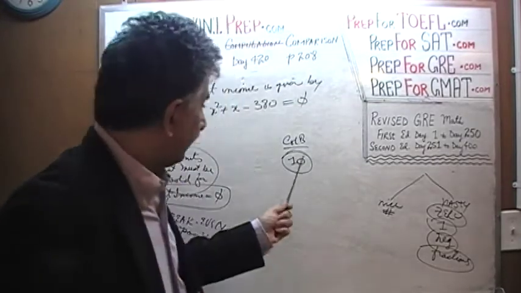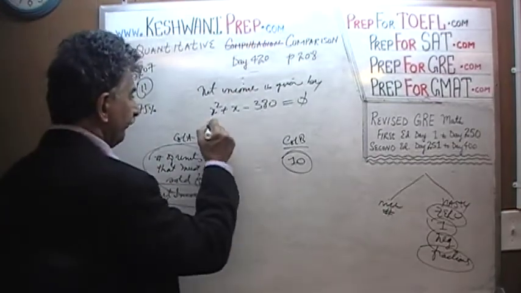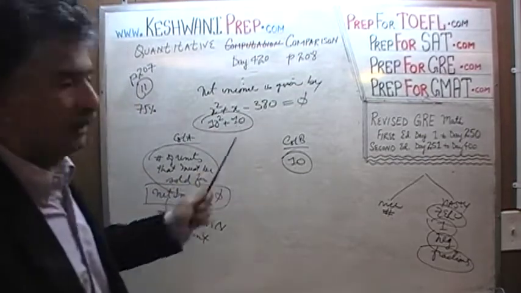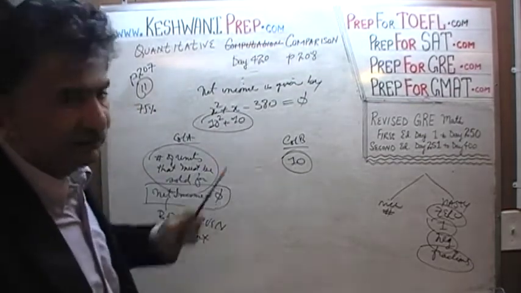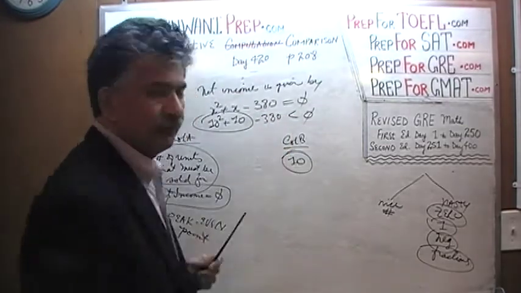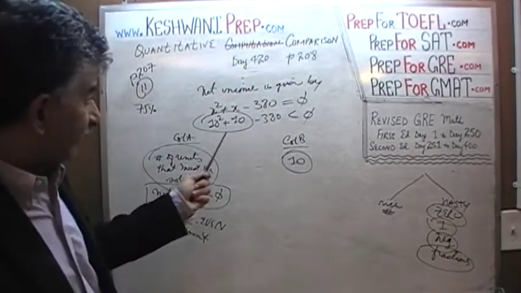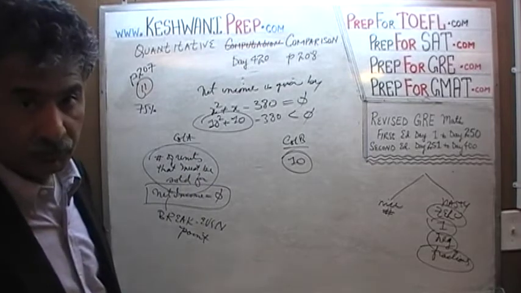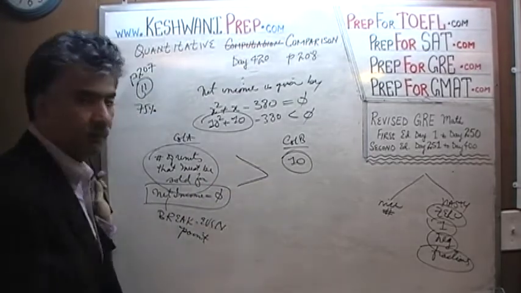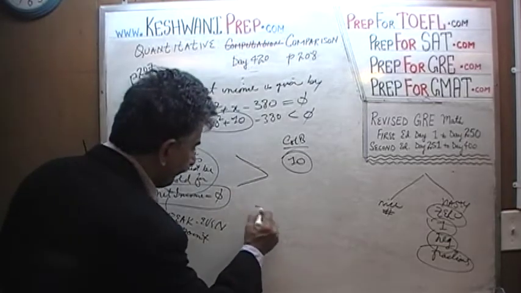So we find out by putting 10 in it. If you put 10 in there, 10 squared plus 10 is barely 110. 110 minus 380 is going to be negative. They're losing money. Obviously, they need to produce more than 10 units. The answer is A.